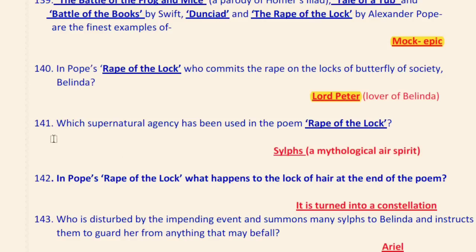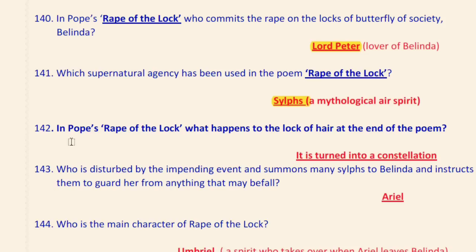Question 141. Which supernatural agency has been used in the poem Rape of the Lock? The answer is sylphs. It's a mythological air spirit. Question number 142. In Pope's Rape of the Lock, what happens to the lock of hair at the end of the poem? The answer is it is turned into a constellation.